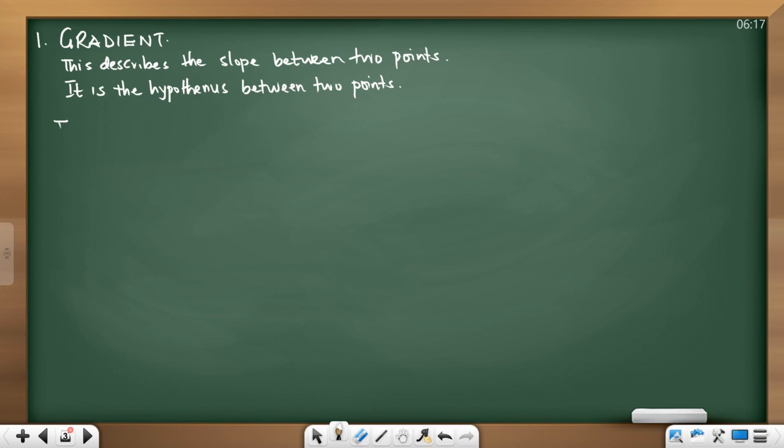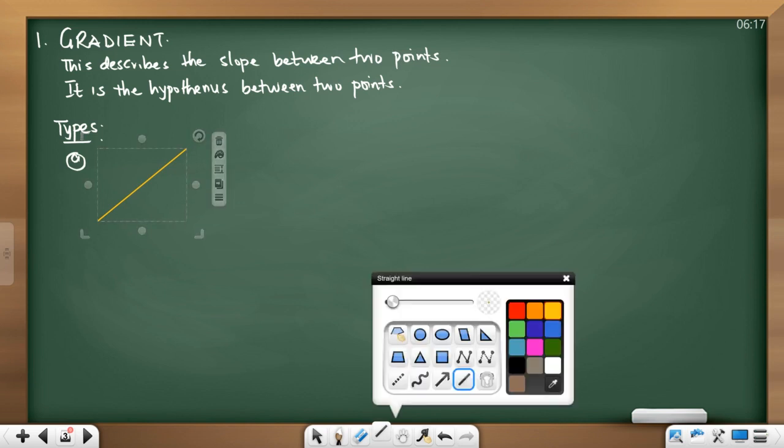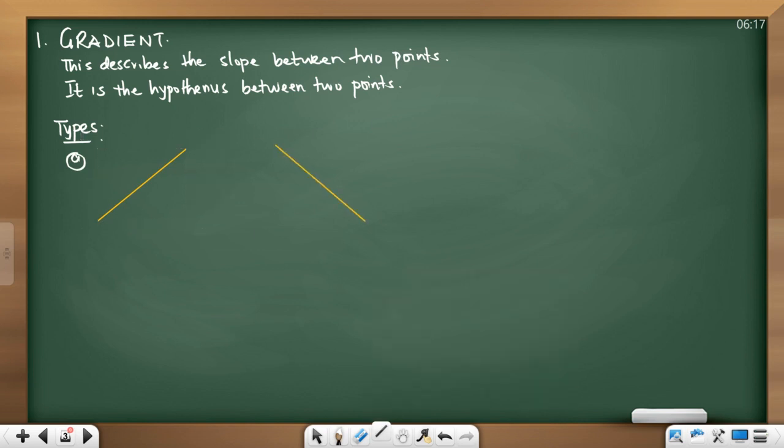Now, quickly, types of gradient. There are 4 types that we're going to look at quickly. I'm just going to draw them and write important things about them. Okay, those are the 4.